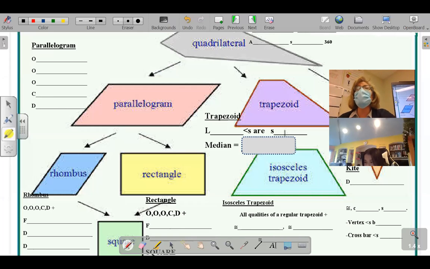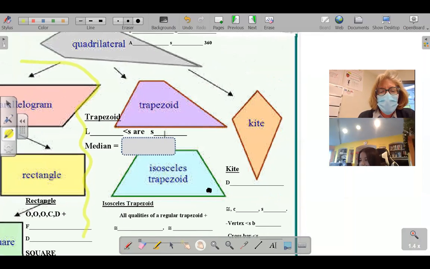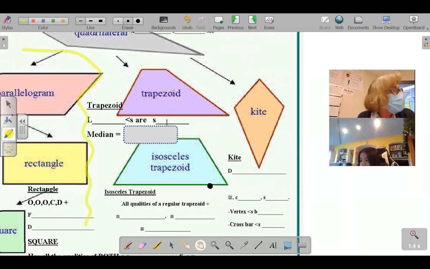So taking a look here, we spent 2 days on the parallelogram family on the left. So now we're in the trapezoid and kite section.